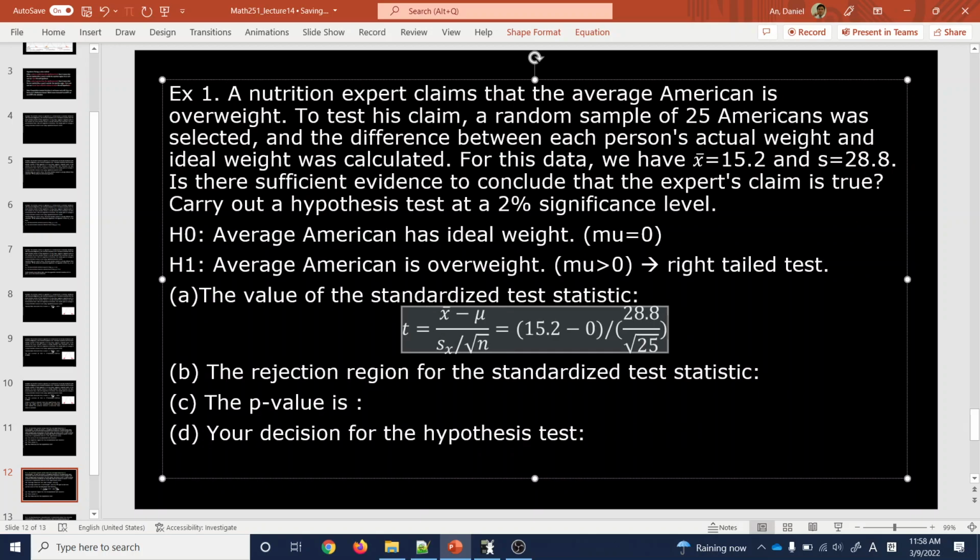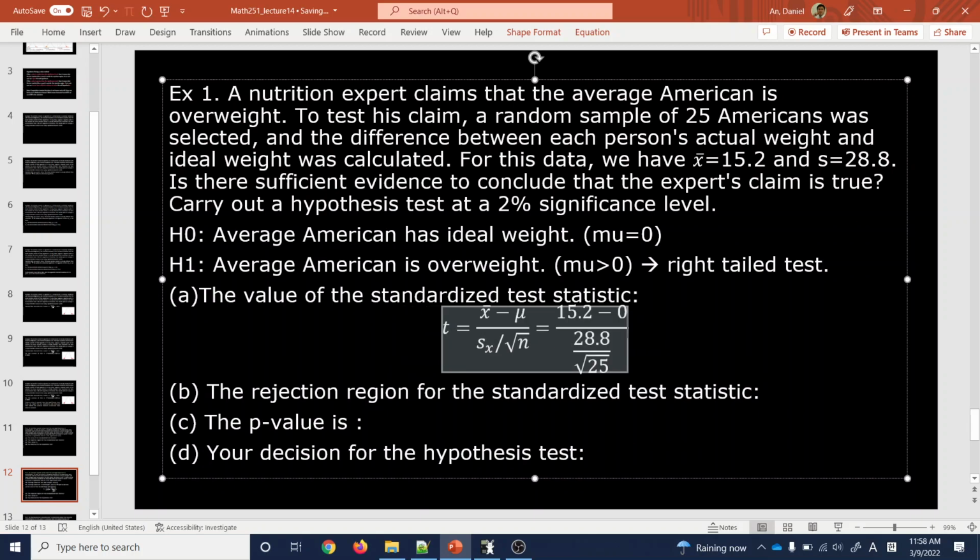Yes, you have a question? The question is: is it a right tail because it's overweight? That is correct, because you're trying to prove that mu is bigger. If the statement says mu is less, then it'll be left tail. If your H1 says mu is not equal, then you use two-tailed.